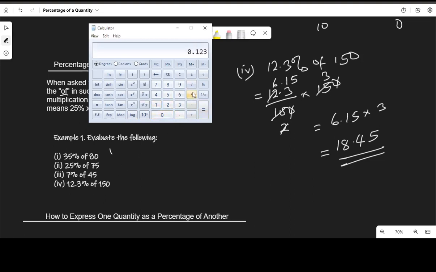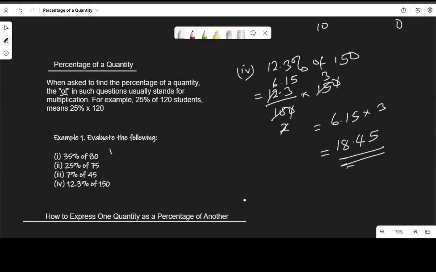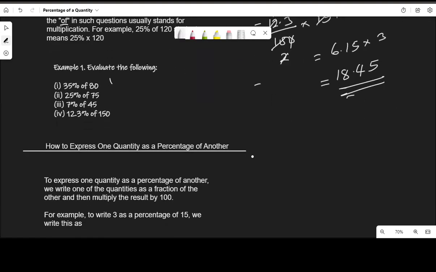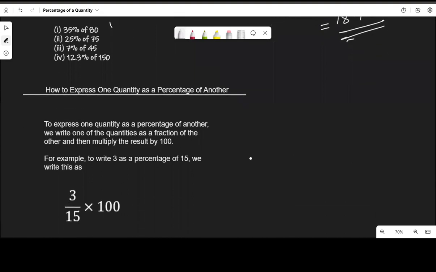Then multiply by 150, and that is 18.45, which is what we got there. That is that for question number 1, and how to convert a percentage of to a given quantity.